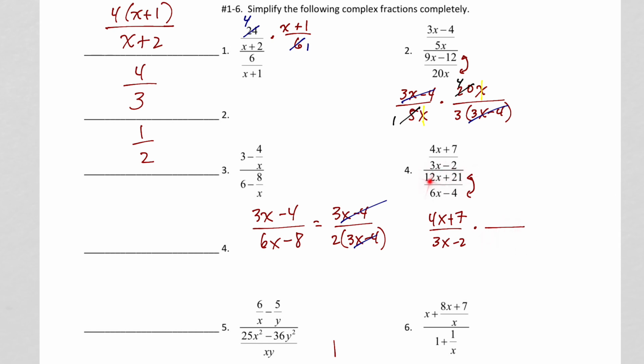So I can take out a 3. When I take out a 3, I'm left with 4x plus 7. And then I'll factor this, and I'm going to put it on top. But I'll factor and take out a 2. And I'm left with 3x minus 2. And then I'll start canceling. 4x plus 7 cancels. 3x minus 2 cancels. And we're left with 2 over 3.